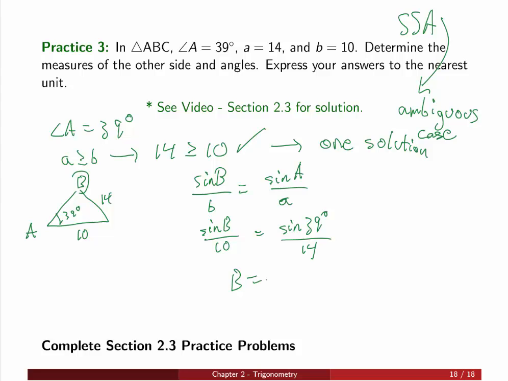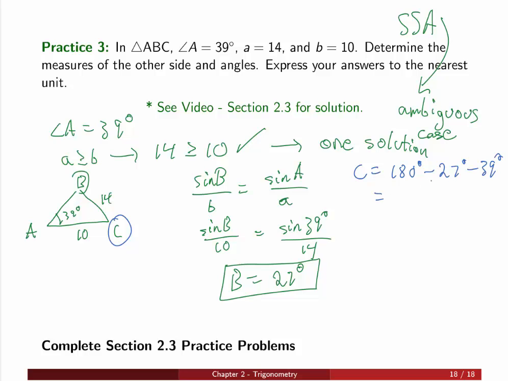I've solved something like this before in your notes. We're going to multiply by 10 on both sides and take sine inverse. So we're going to have 10 times sine of 39 divided by 14. This comes out to be 27 degrees to the nearest degree. Now we have B, we can solve for angle C. That will be equal to 180 degrees minus 27 minus 39, which is 114 degrees.